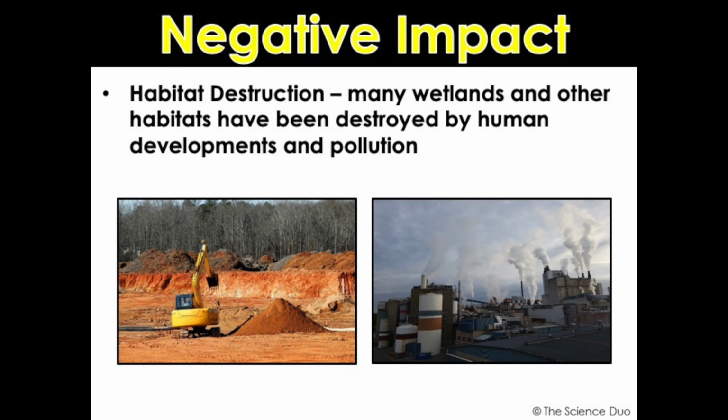Habitat destruction is another negative impact of human interference in ocean systems. Many wetlands and other habitats have been destroyed by human development and pollution.